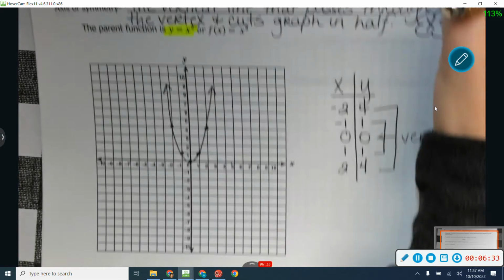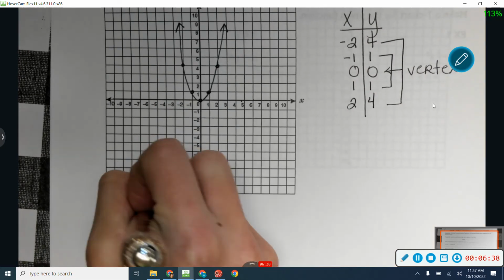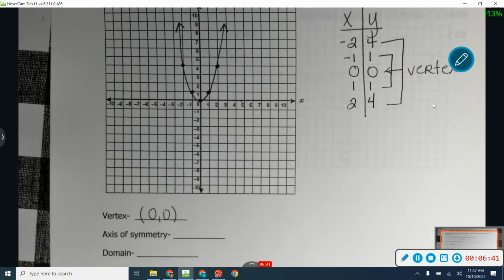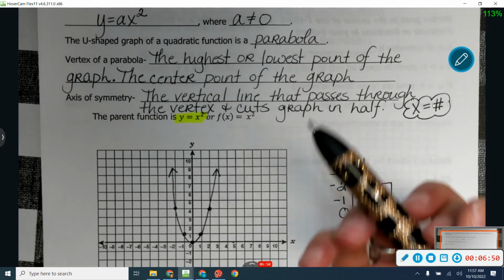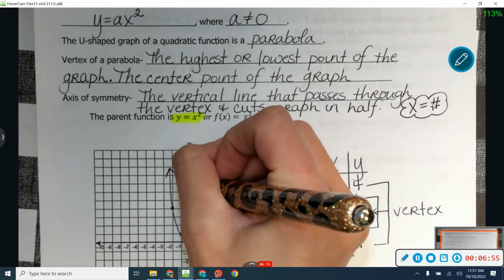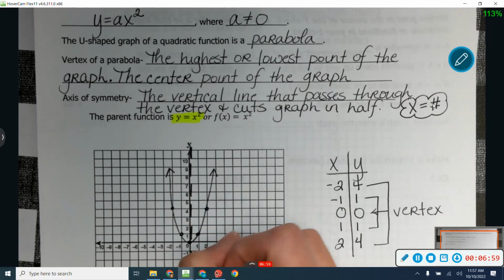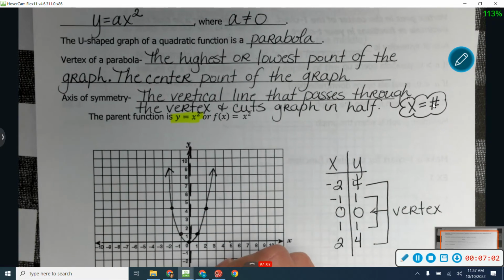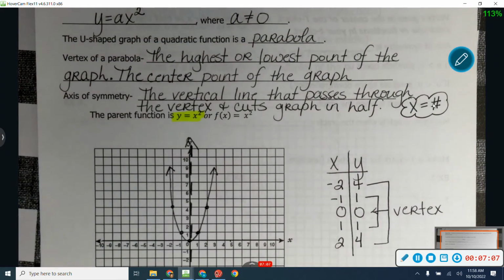Okay, if you look at the blanks underneath, our vertex we said is 0, 0. For your parent function, it's always going to be 0, 0, the origin. Your axis of symmetry, we said that was the vertical line that cuts through the vertex. We're going to graph that for every single graph. It is a vertical line that cuts through the vertex, and it's a dashed line. It's kind of hard to see because it goes along the y-axis, but it cuts it. It's like a line of symmetry.